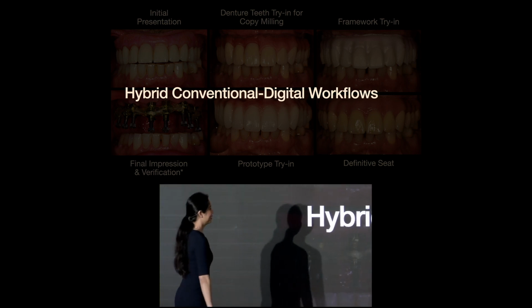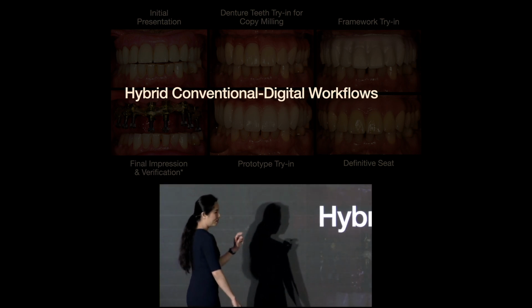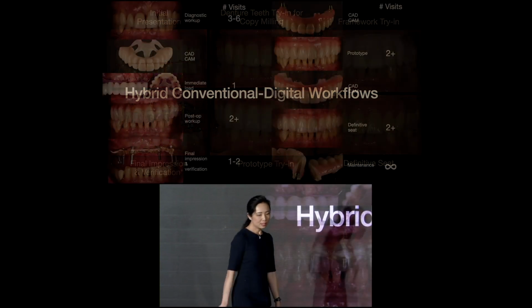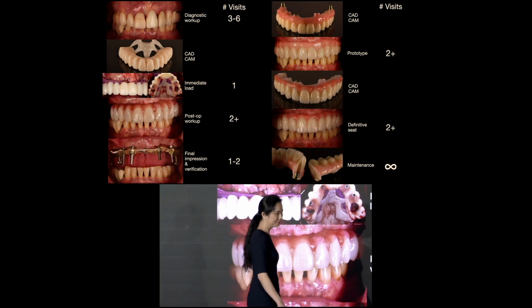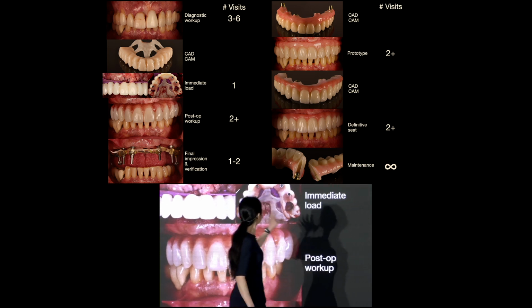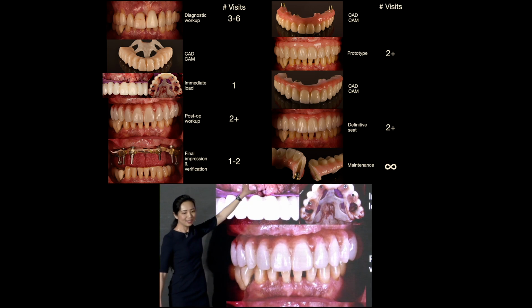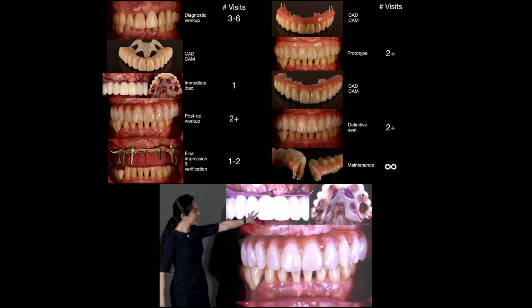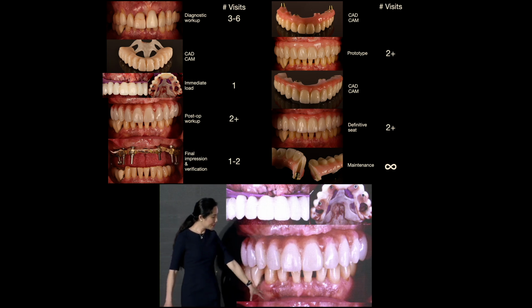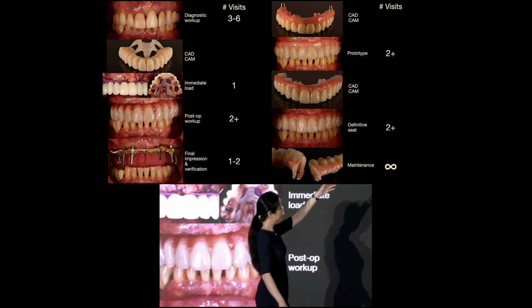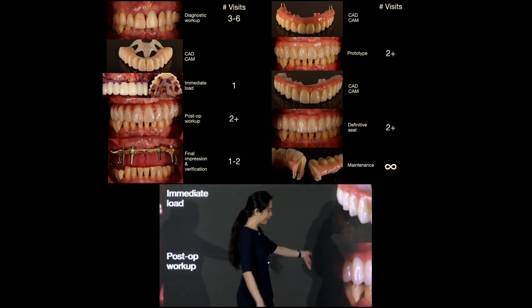I'm going to start off by showing you the hybrid conventional digital workflow. This is how things used to be for me. I would have the lab digitally design a set of denture teeth, and then from there, do a chairside pickup and finish converting it. And then eventually, when the patient heals, I still have to do a final impression and go through the entire workup again before we go to the finish.